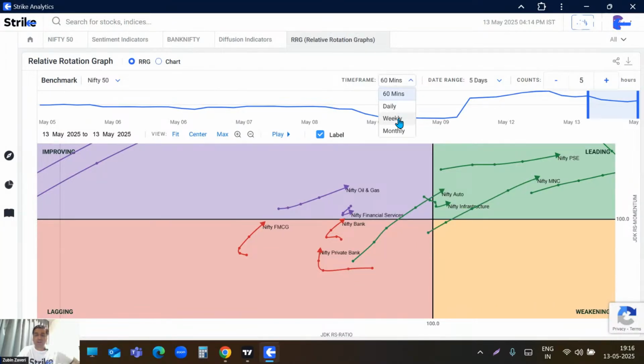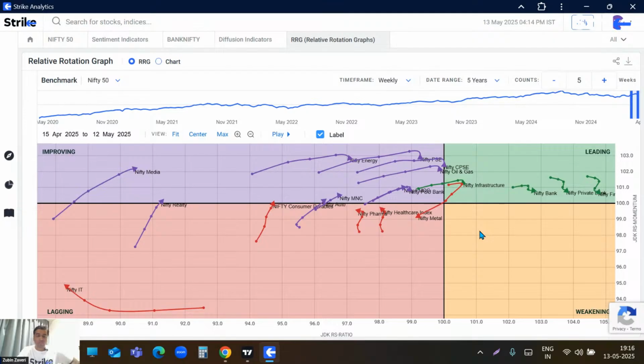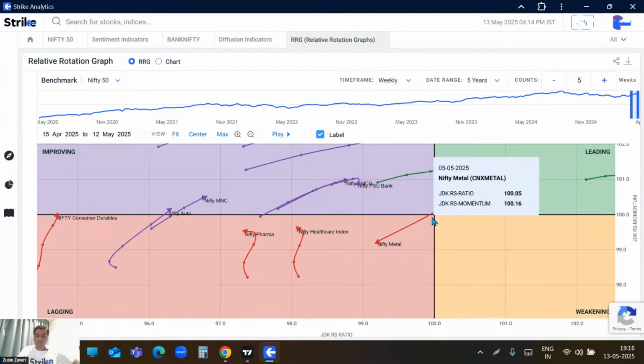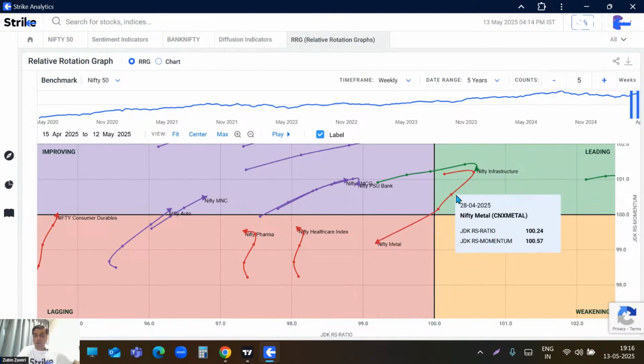But let me check out the weekly chart. On the weekly chart, look at the metal index. If you are a positional trader, metals are something you will avoid for positional, as it's headed towards southwest.